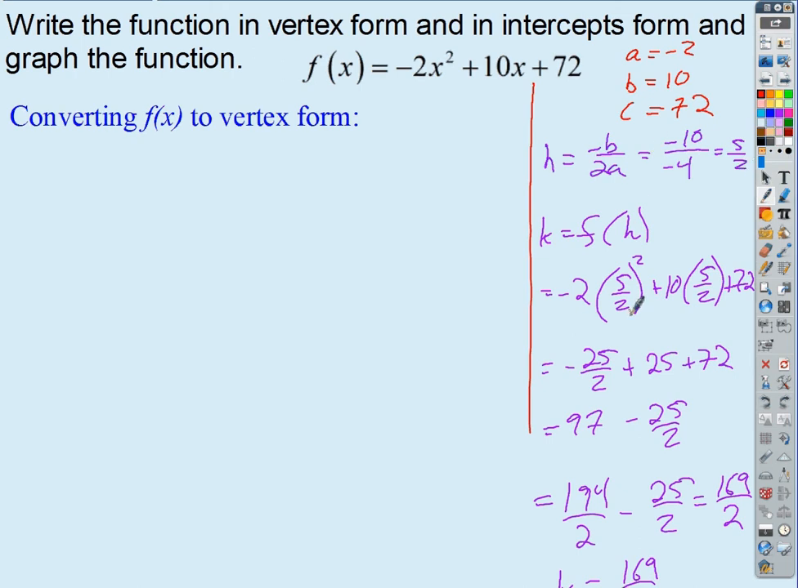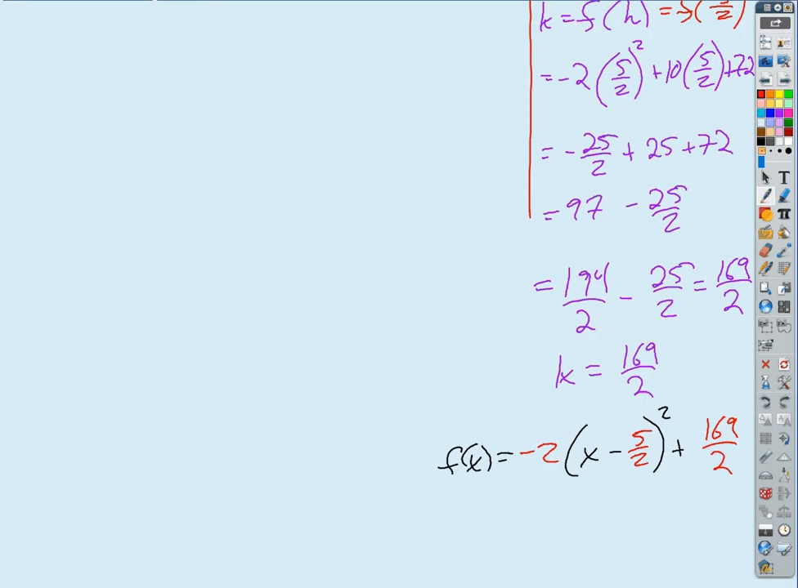Put it in a calculator. Right? So if I plug 5 halves in, a very inconvenient number, for x everywhere, what we ended up getting after we did all that arithmetic was just 169 over 2. Okay.